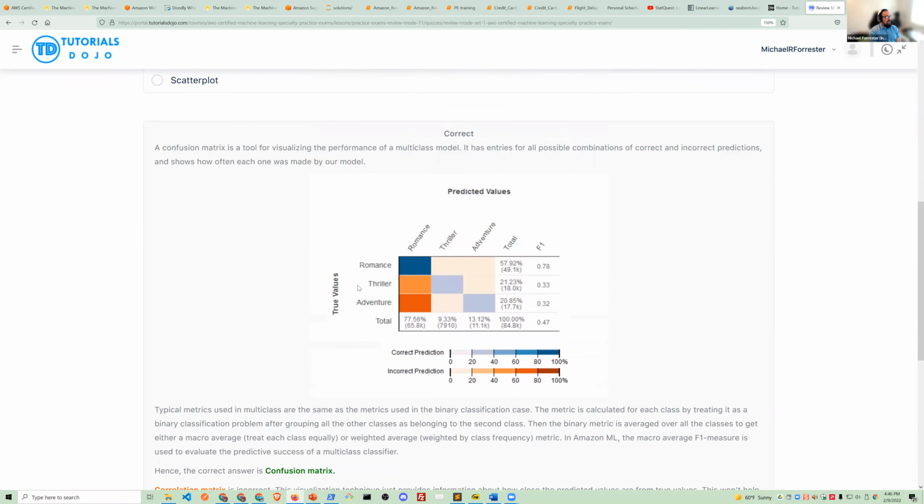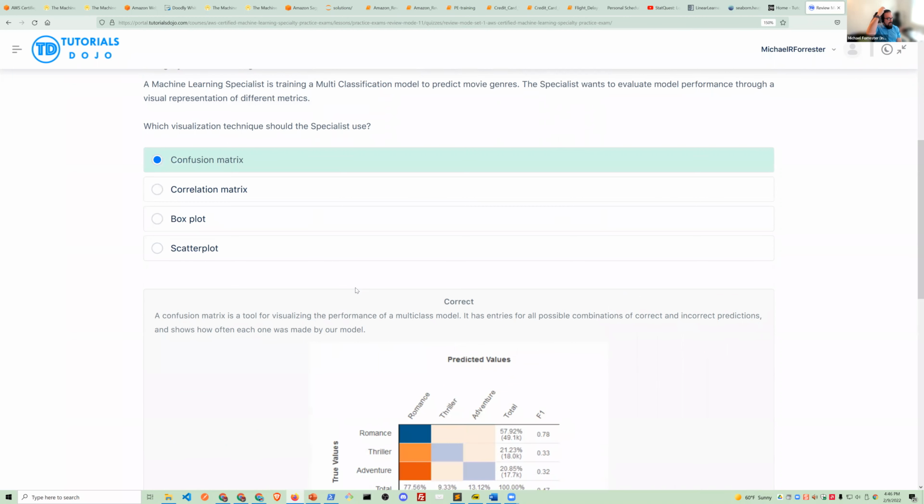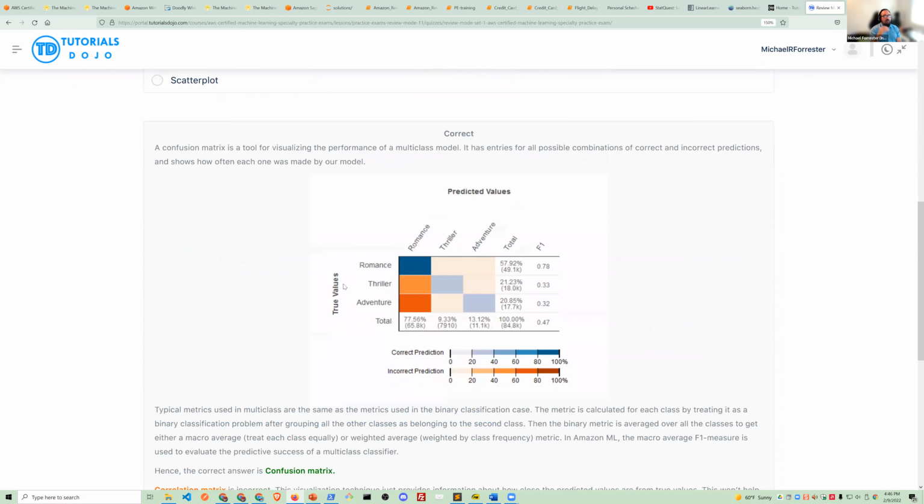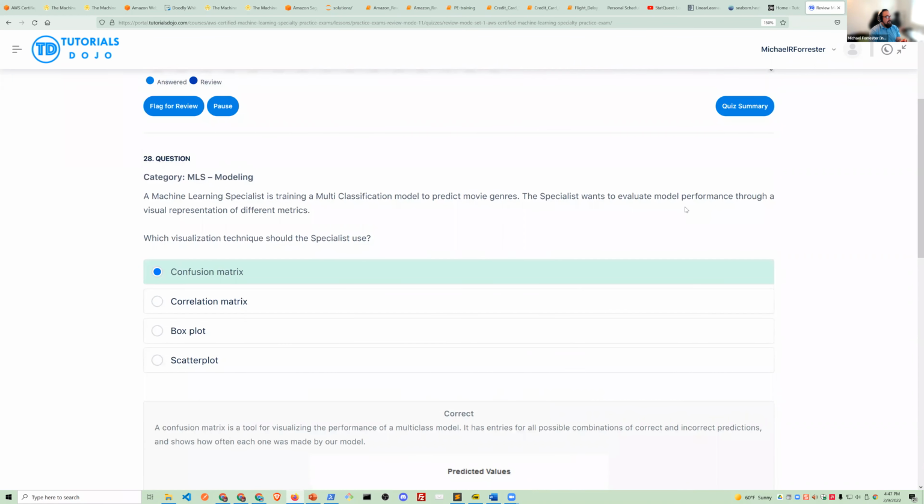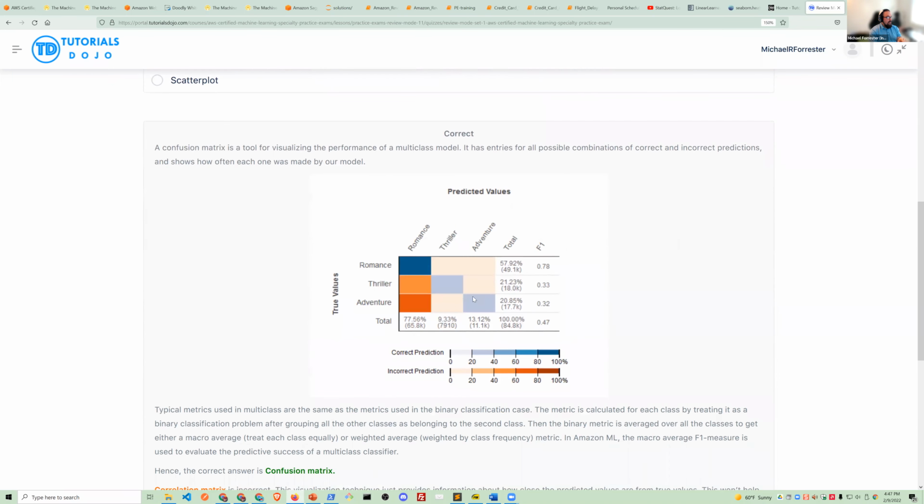In this particular case, they are looking for a way to say how many times we predicted romance versus it was actually romance. They want to evaluate how the model is doing against all of the classifications in question.